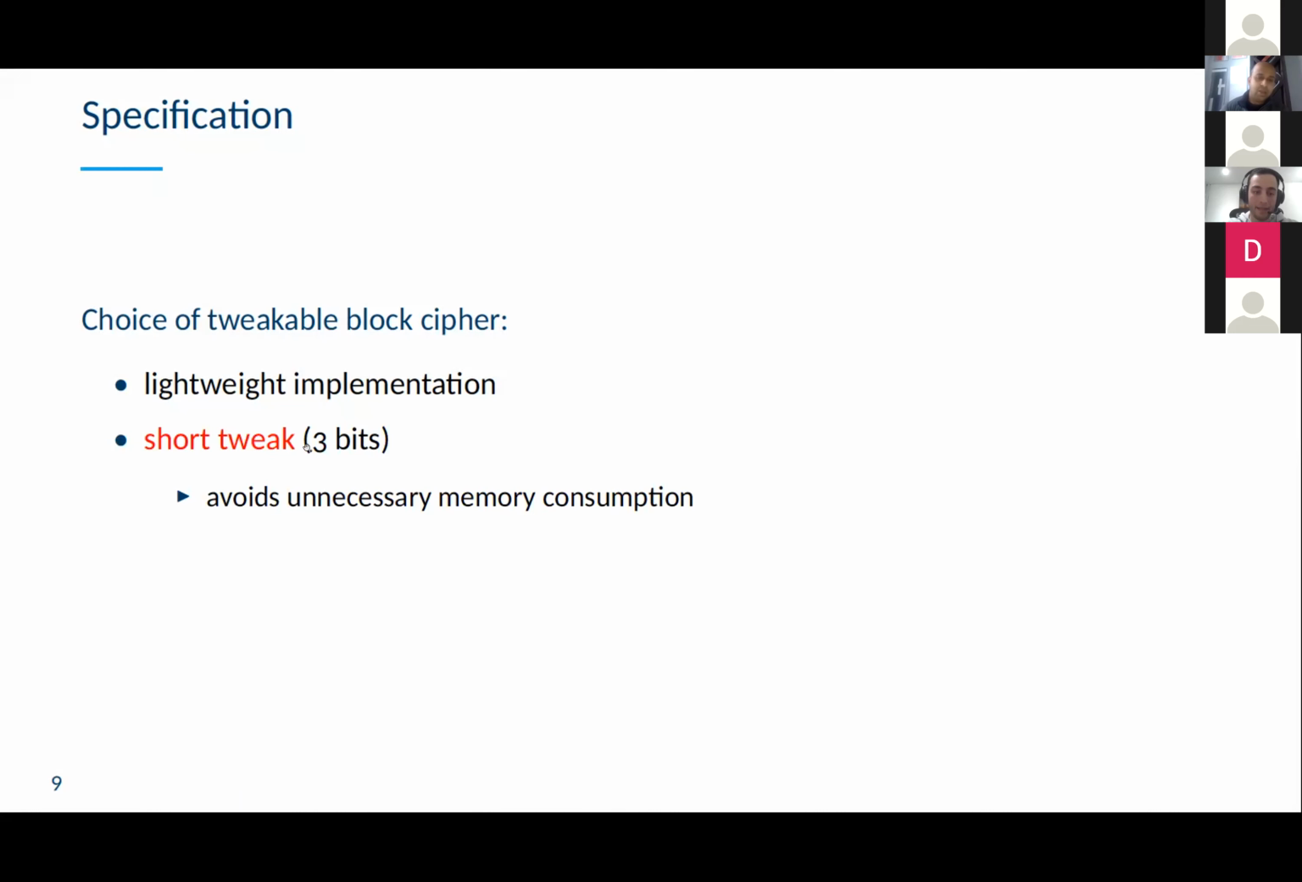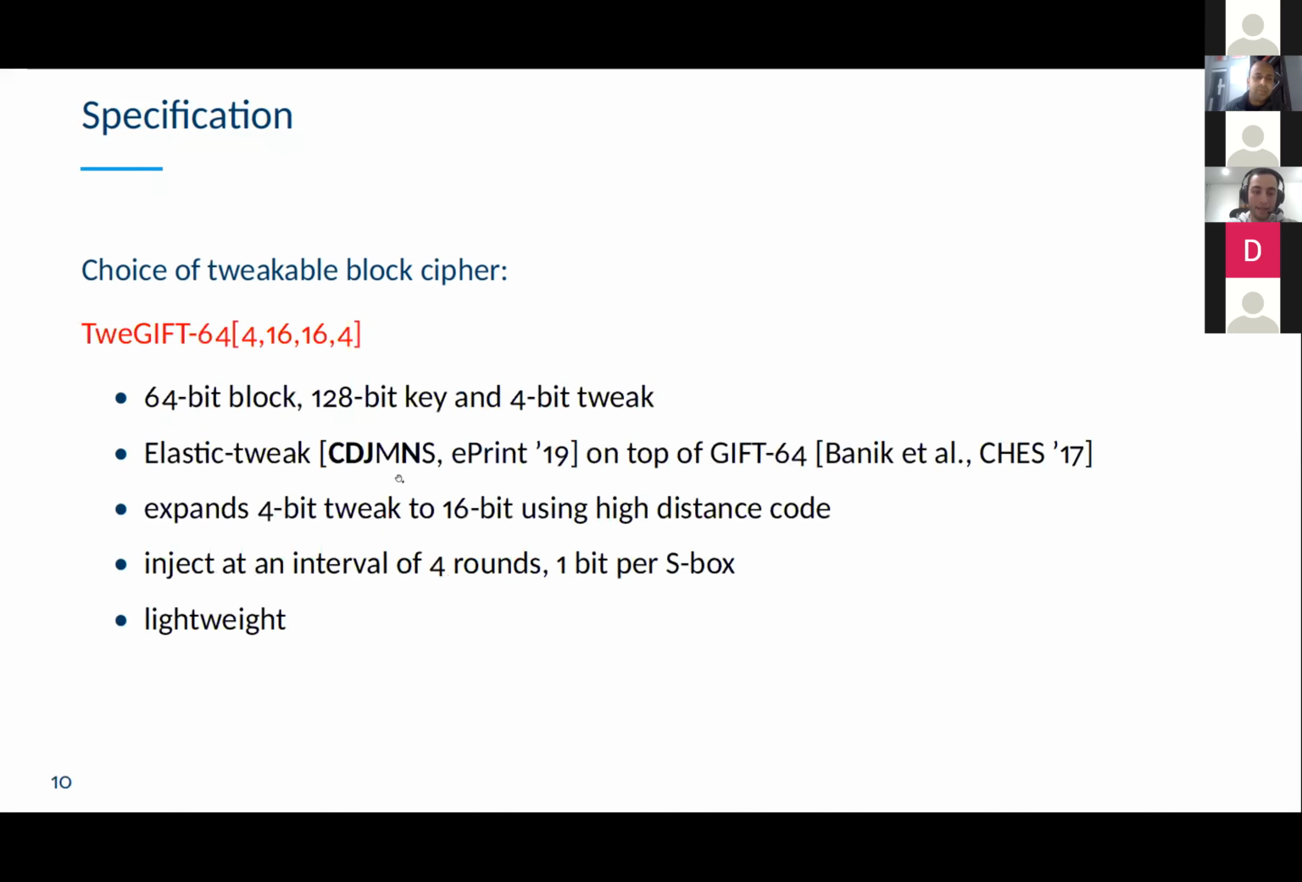Here we use a 4-bit tweak, but 3-bit tweaks are sufficient, and it avoids unnecessary memory consumption to store the tweak. And we have linear tweak scheduling, no nonlinear function here. Now, we have chosen the GIFT-64 block cipher to convert to a tweakable block cipher. We take a 4-bit tweak and expand it to a 16-bit expanded tweak. We XOR each of the bits in this expanded tweak to each of the cells after every 4 rounds. So this is the overall idea of the TweakGIFT-64 tweakable block cipher.